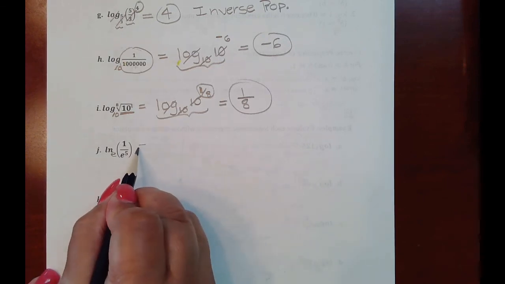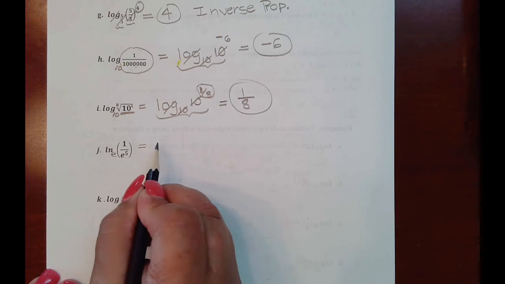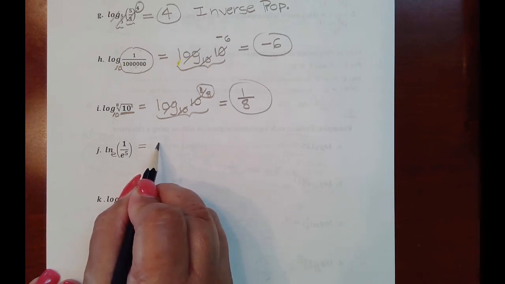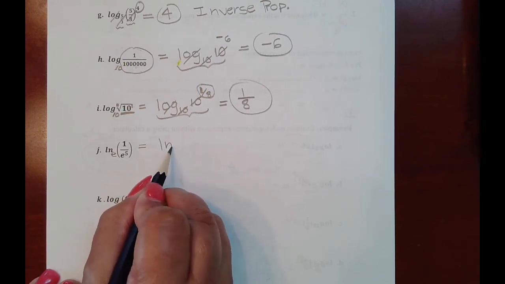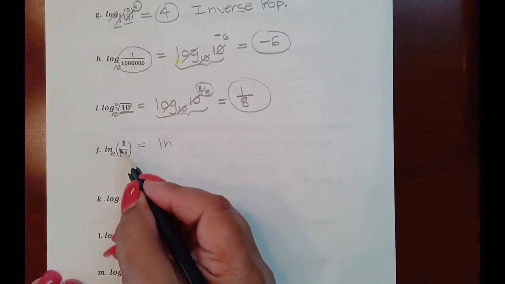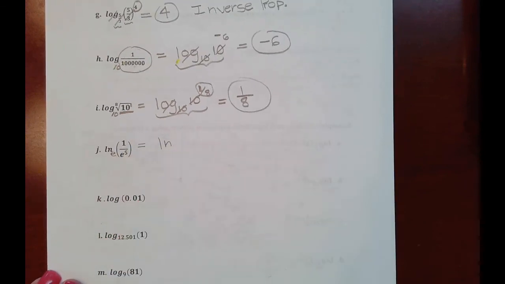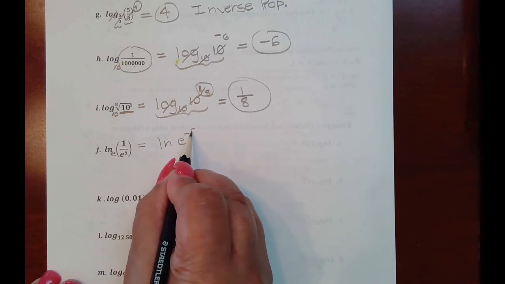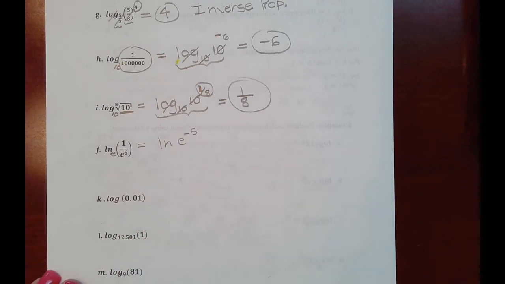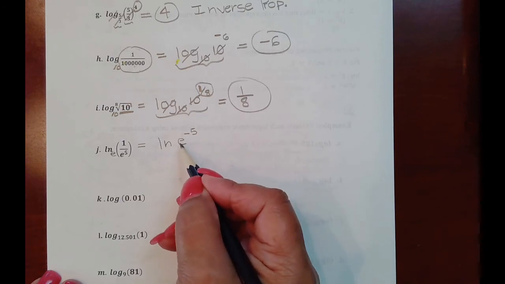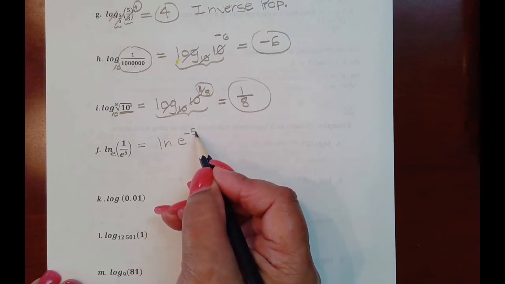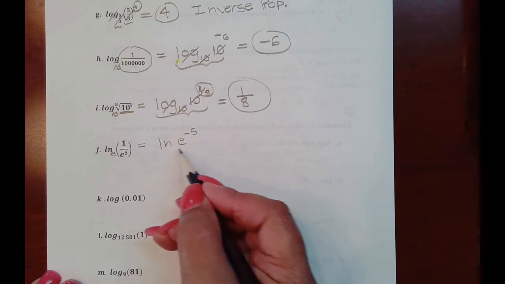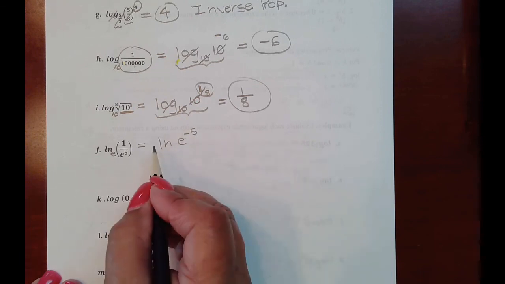Okay, so if we're going to apply the inverse property here, it's ln. What you're seeing right here as an argument, 1 over e to the fifth, is the same thing as e to the negative fifth. If you don't want to have it in fraction form, but rather in base exponent form, which is what you wanted, and if you're going to try to apply the inverse property, so there's your argument in base exponent form.